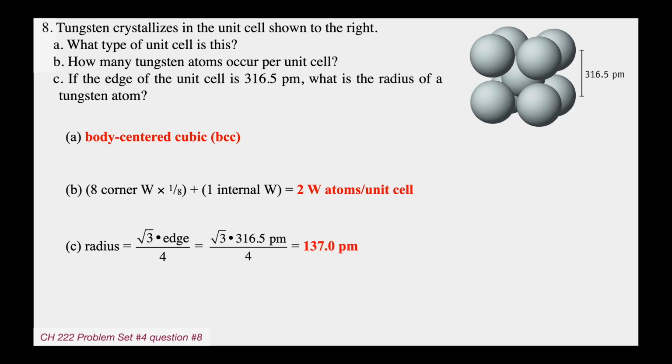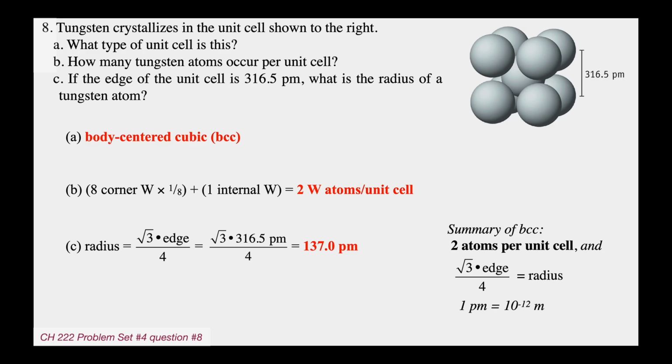I remember it as edge equals 4r divided by square root of 3, i.e. 4 times the radius divided by square root of 3, but you can do it radius equals square root of 3 times edge divided by 4 if you'd like to, no big deal. To summarize BCC, 2 atoms per unit cell, radical 3 times the edge divided by 4 is the radius, or 4 times the radius divided by square root of 3 is the edge.